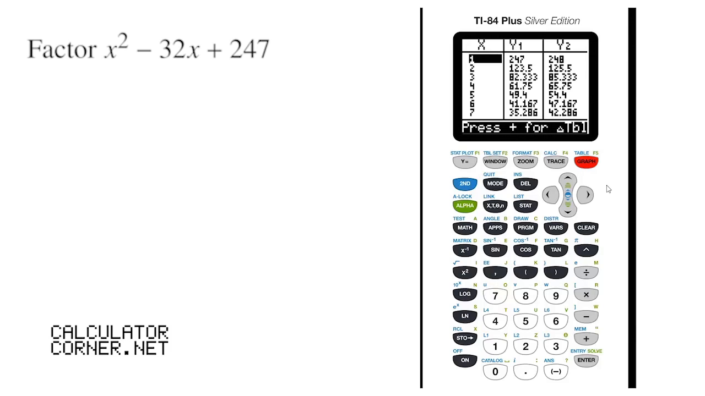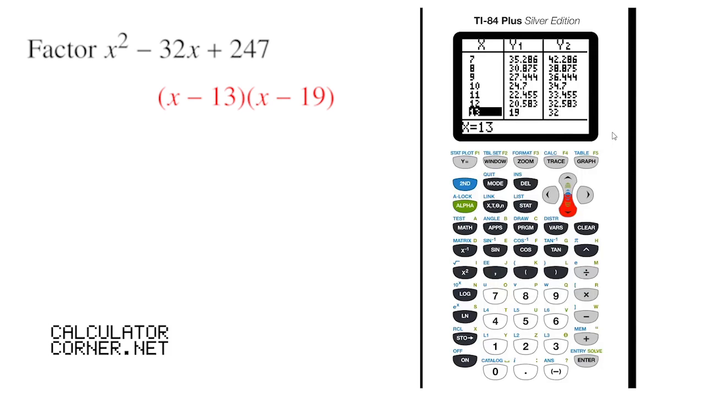And then here are the values. What we're looking for is the value of 32 in the column that says Y2. Scroll down until you find 32. And there it is. The two numbers that this quadratic factors with are the two numbers on the left, 13 and 19. Therefore, this quadratic factors as x minus 13 times x minus 19.